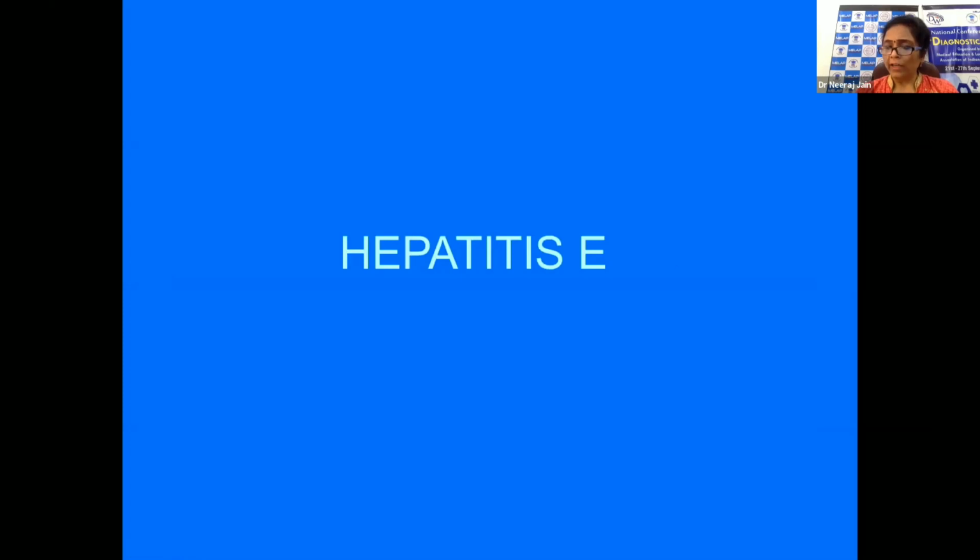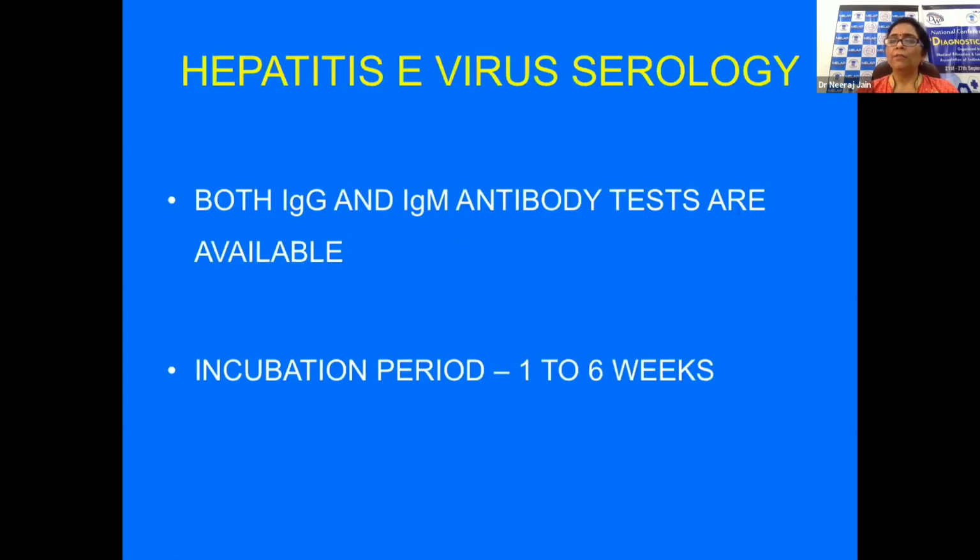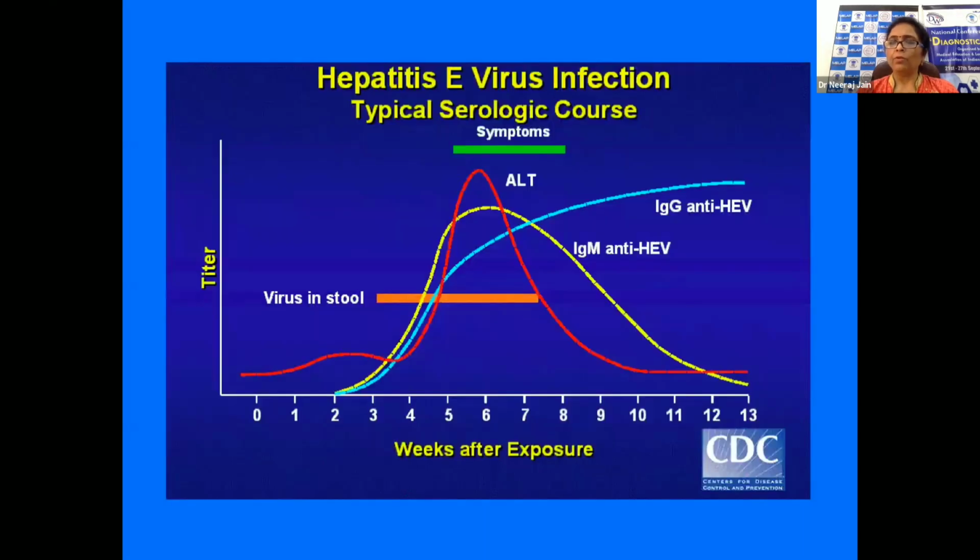So next comes, lastly, hepatitis E. Again, an acute virus, no chronic state. We have both types of antibodies, IgM and IgG. The incubation period is 1 to 6 weeks.